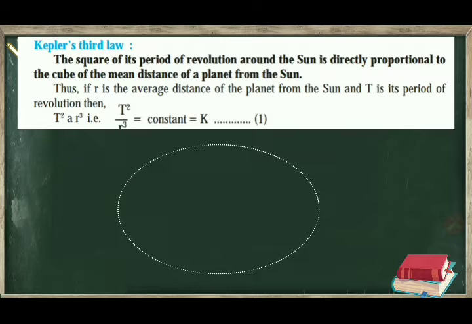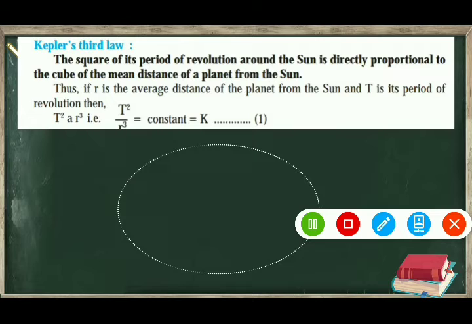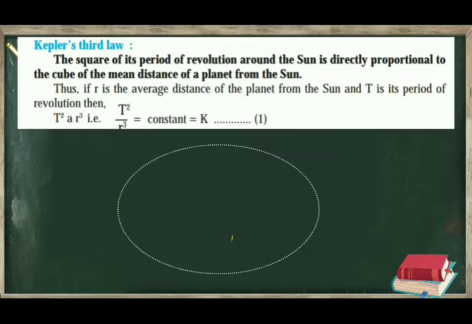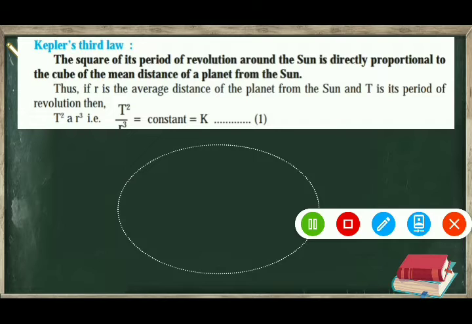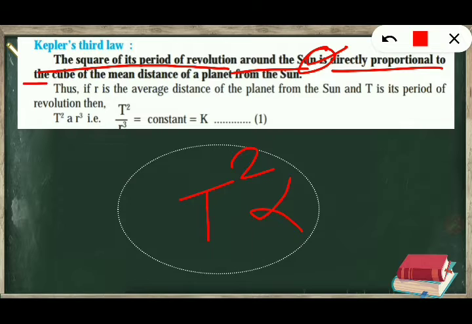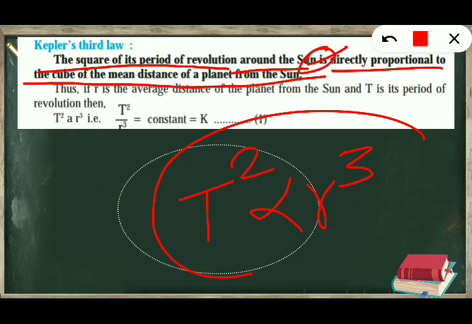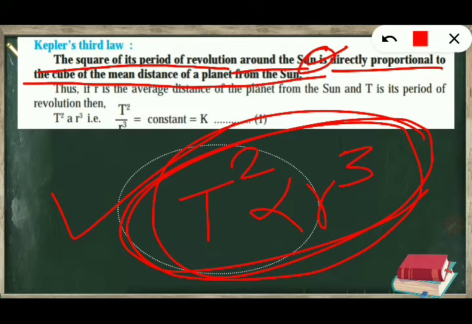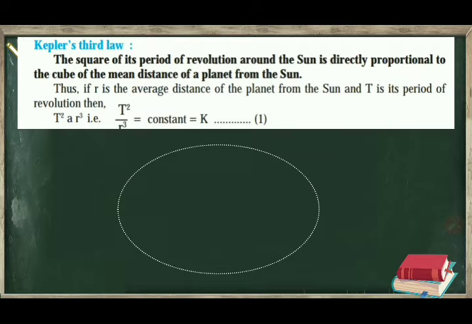That's clear. Now we are going towards the third law. The third law says the square of its period of revolution around the sun is directly proportional to the cube of the mean distance of the planet from the sun. The period of revolution is T. The square of the period of revolution is directly proportional to the cube of the mean distance of the planet from the sun. T square is equal to R cube. This is the third law.